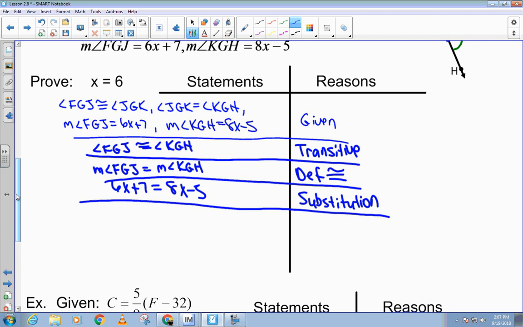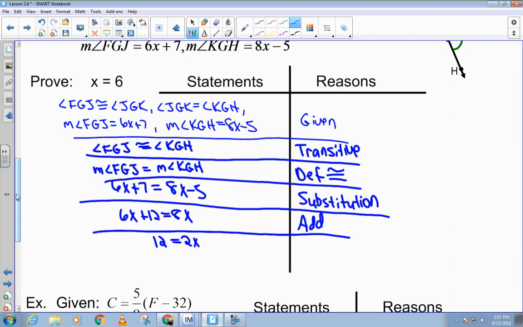What did you say? Addition, so you're going to add 5 to both sides? Yeah, add 5 to both sides. So that would be what? 6x plus 12 equals 8x, right? And that's addition. Okay, then what? Subtract 6x. Subtract 6x, that gives me 12 equals 2x. That's subtraction.